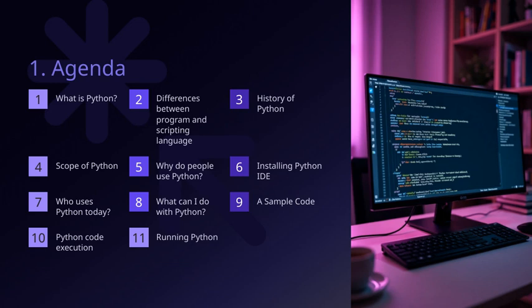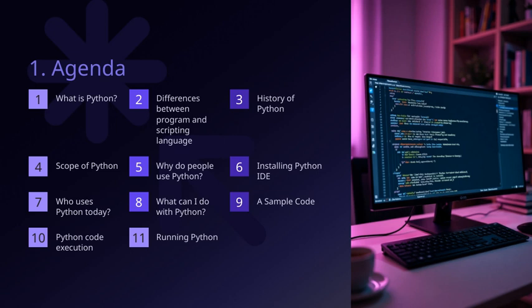Let's take a quick overview of what we'll cover today. Our agenda starts with understanding what Python actually is. Then, we'll explore the scope of Python, where and how it's used. We'll look at the differences between programming languages and scripting languages to clarify its unique position. We'll also examine who uses Python today, which includes a wide range of industries and professionals. Next, I'll explain why so many people choose Python. Its simplicity, versatility, and strong community support make it a popular choice.